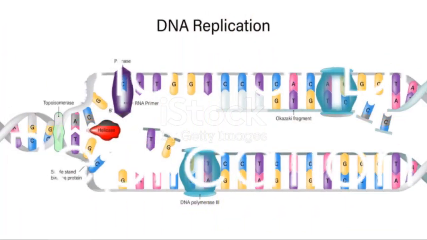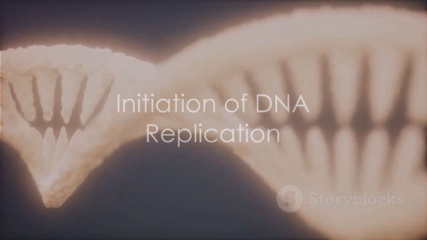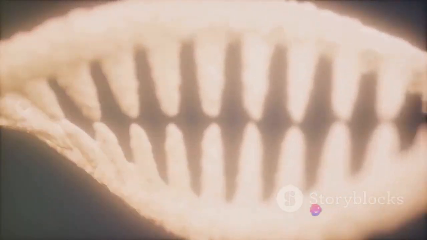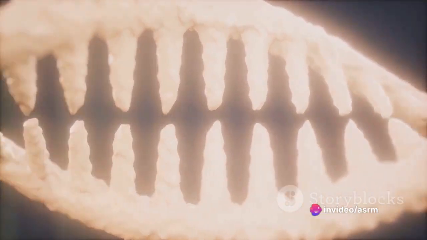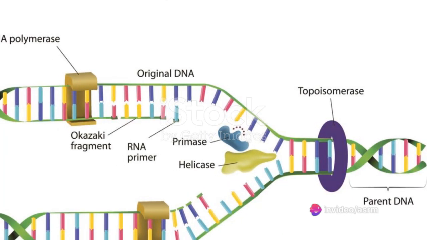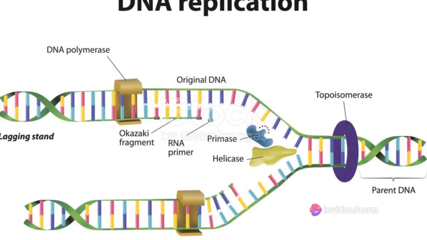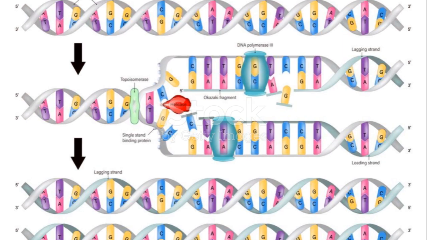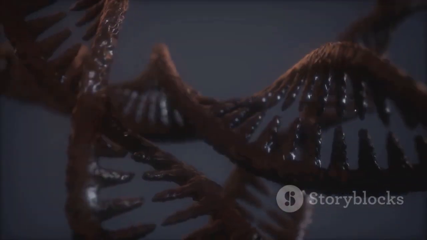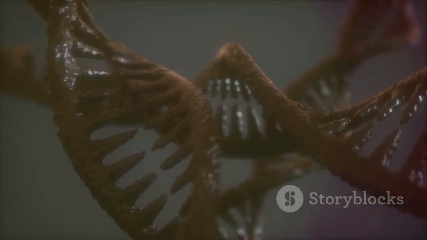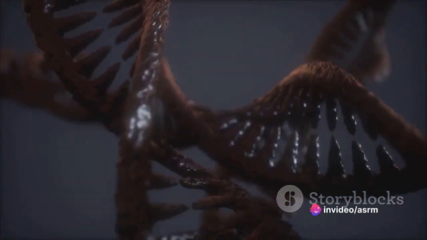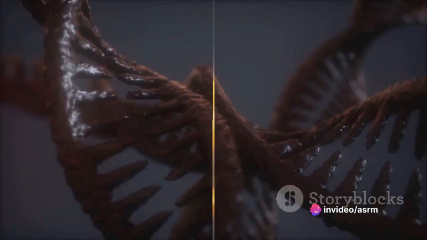The process begins with initiation. DNA replication starts at specific sites on the DNA molecule. These are known as origins of replication. In eukaryotic cells, there are multiple origins along the length of each chromosome. Enzymes called DNA helicases unwind and separate the double-stranded DNA at the origin, forming what's known as a replication bubble.